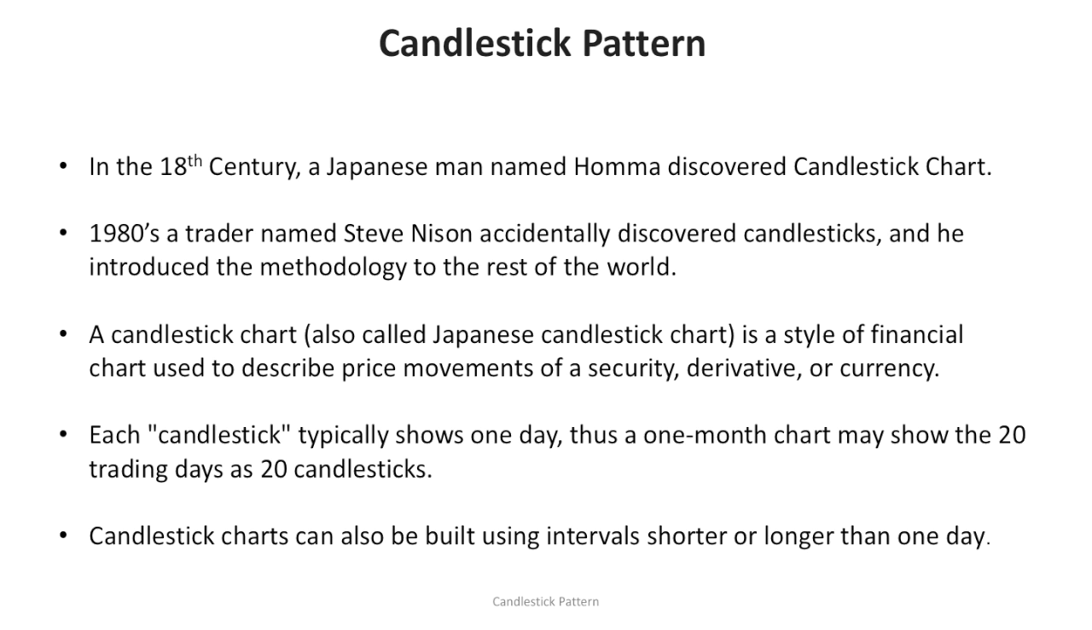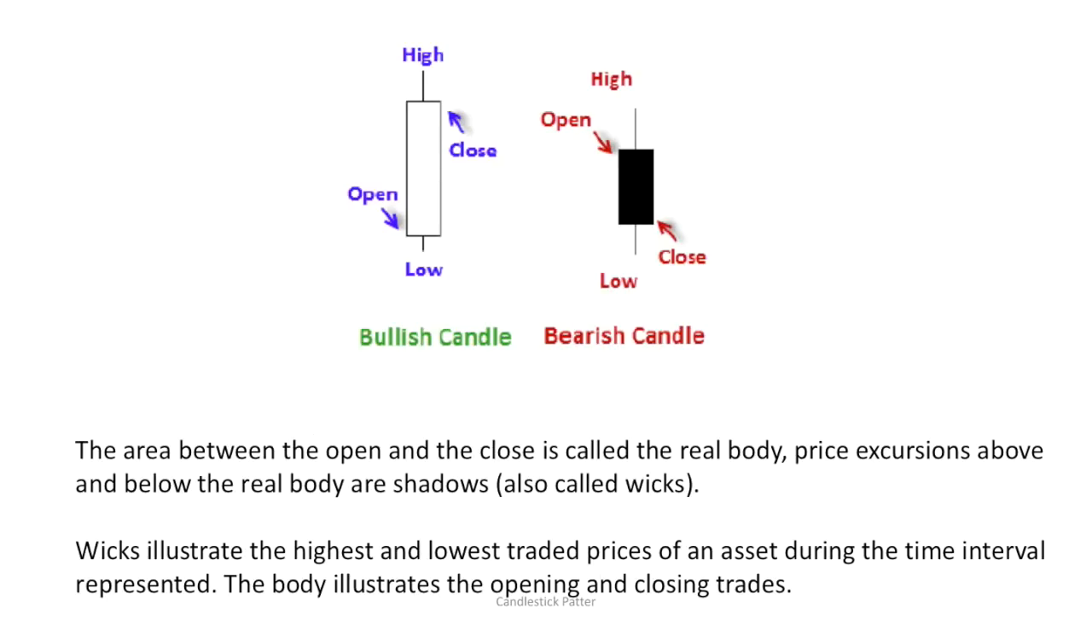For example, 5-minute charts, 10-minute charts, 15-minute charts, weekly charts, monthly charts. Each candle represents 5 minutes, 15 minutes, 1 week, or 1 month. So we can capture the price movement of a security on different time intervals. Normally any candlestick is formed by four different components: one is low, second is high, third is close, and fourth is open.